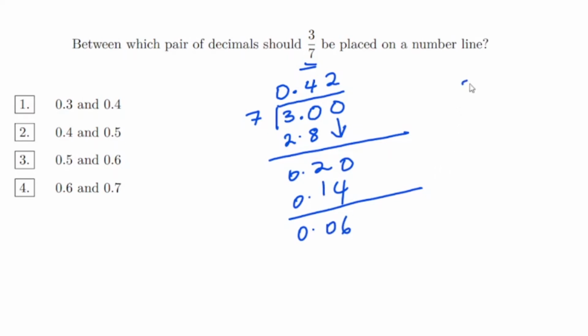So we get that 3/7 is approximately equal to 0.42. And that means that 3/7 lies between 0.4 and 0.5. Okay, cool.